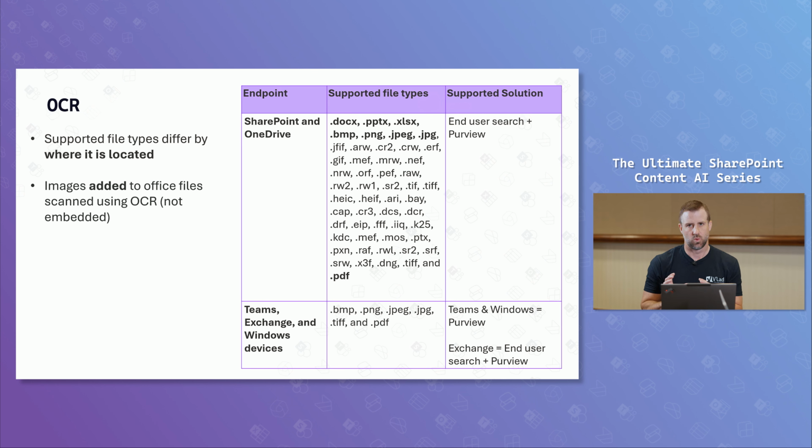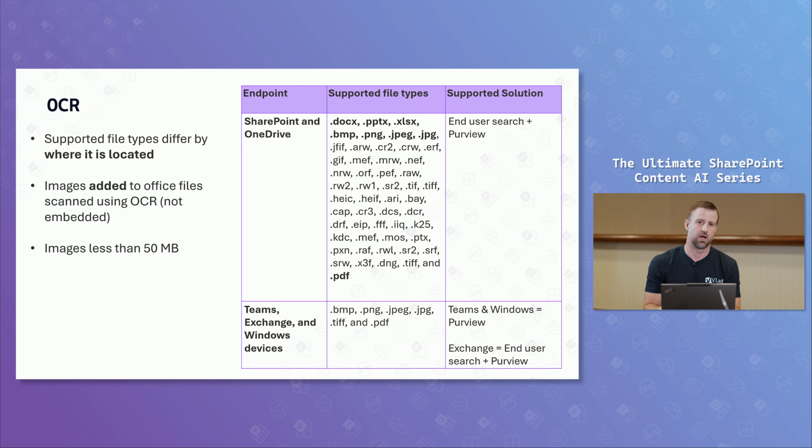Again, when you're looking at images and documents, the images have to be added in, not just embedded. So if you embed an image, those won't be OCR'd. If I embed an image in an email, it won't be indexed or OCR'd. It has to be added into it. So if you go new image, pick it from your device, that's the way it is, not a link to that image.